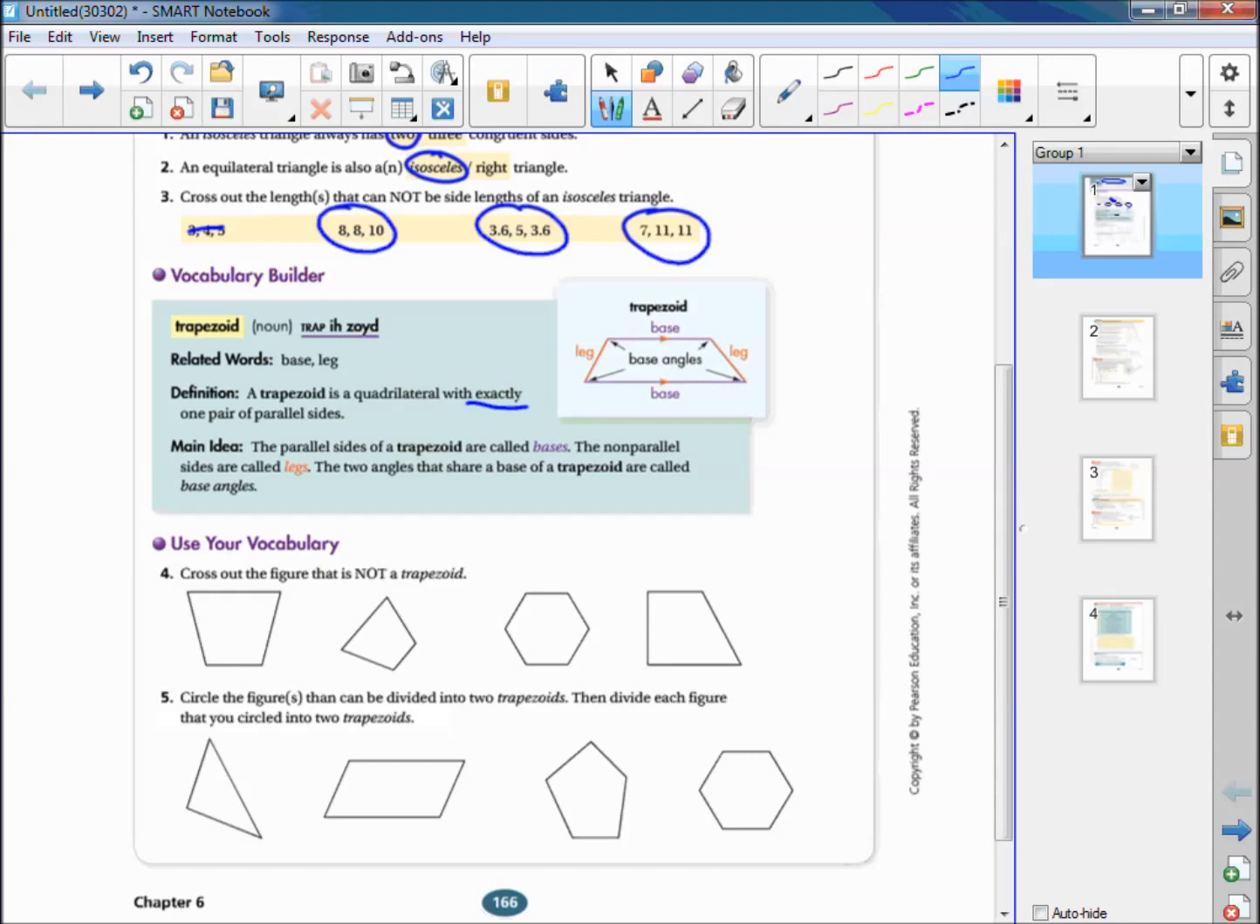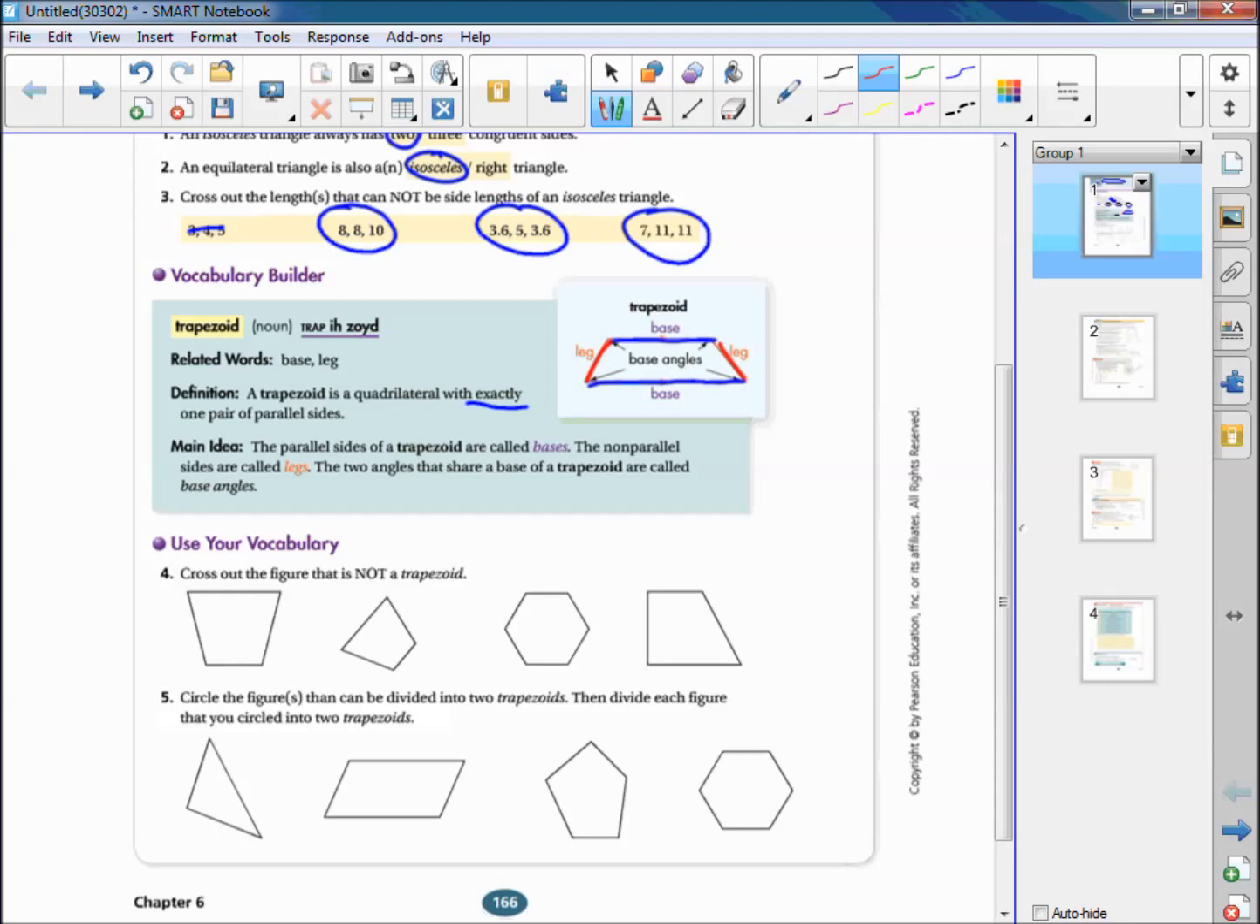So these are our parallel sides. They're in purple. And the other two sides are not parallel. They're in red, and they don't have to be perfect like this. They could be standing at different angles. It doesn't matter. And the base angles are the ones that touch the bases. So the bases are the parallel sides.